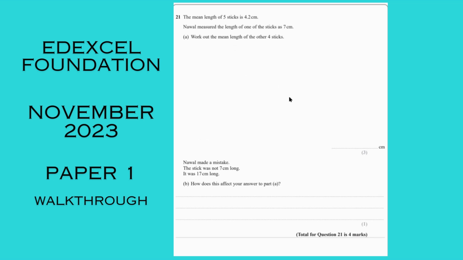Number 21. So we're told that the mean of 5 is 4.2. Well, to find the mean, you do a divide. So work backwards. To find the total, you do a multiply. And we end up with 21 centimetres for the total of the 5 sticks. We have 1 stick measured at 7. So we go down to 14 for the other 4. So we need to do 14 divided by 4.